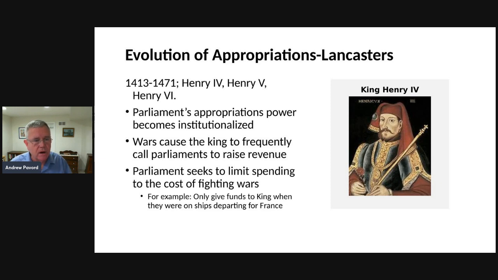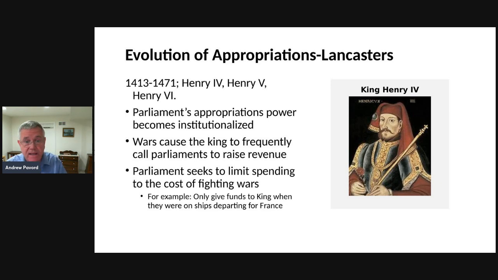It becomes regularized, mainly because they're fighting a lot of wars, and they have to get the revenue to fight the wars. And Parliament really didn't want the king to spend money on anything but the fighting of wars. They didn't want to pay taxes for a big giant palace like the French. And so they put really stringent conditions on appropriations.